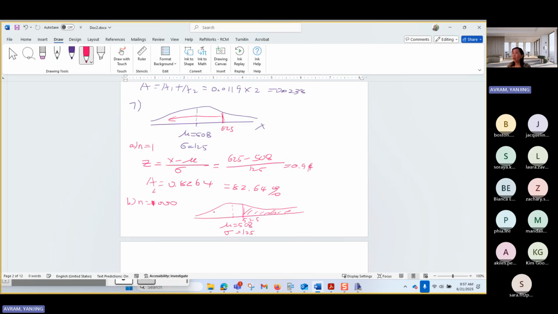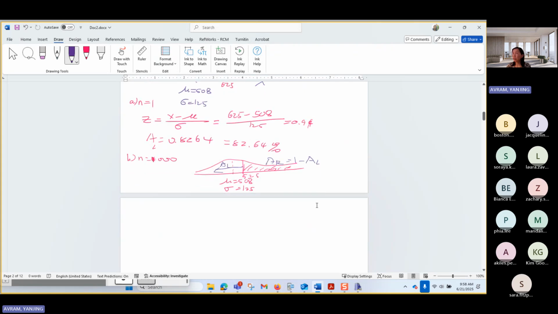I cannot find the area to the right directly, but I'm going to find the area to the left first. So this is the area to the left, and my area to the right will be 1 minus the area to the left. Pretty much repeat the process using x bar minus mu over sigma divided by the square root of n, because this time your n is 1,000. So that's 525.